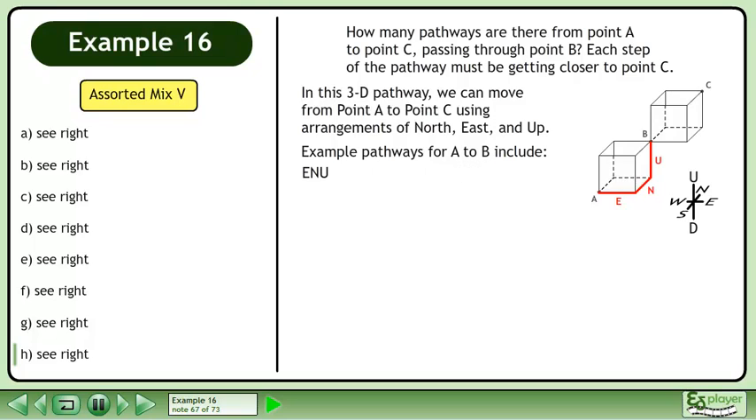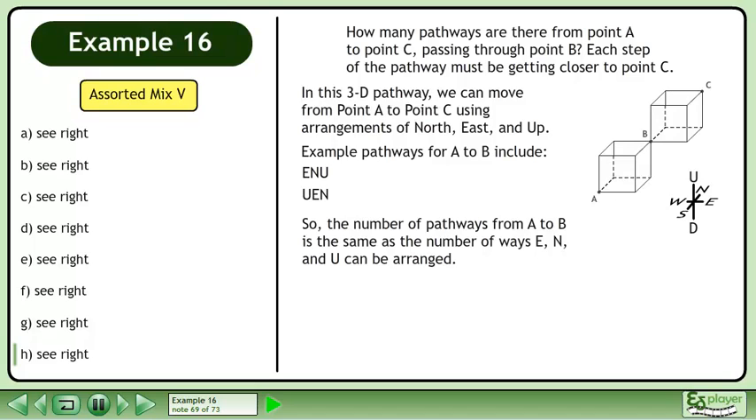Example pathways for A to B include ENU and UEN. So the number of pathways from A to B is the same as the number of ways E, N, and U can be arranged. We can arrange 3 different letters in 3 factorial equals 6 ways.